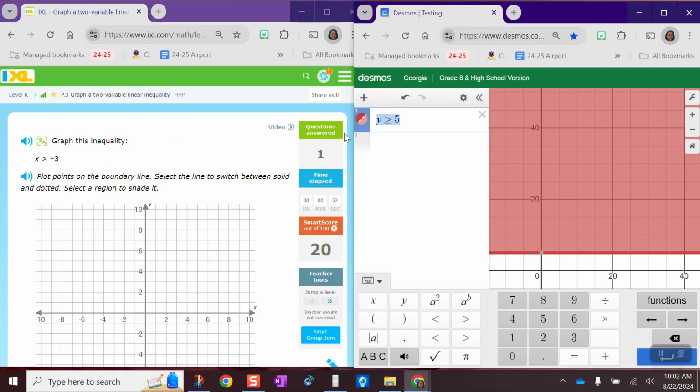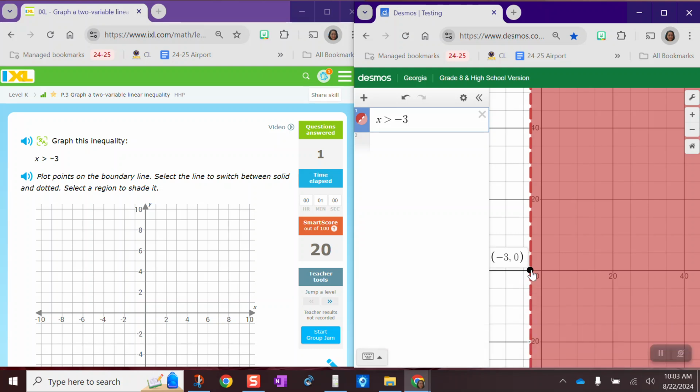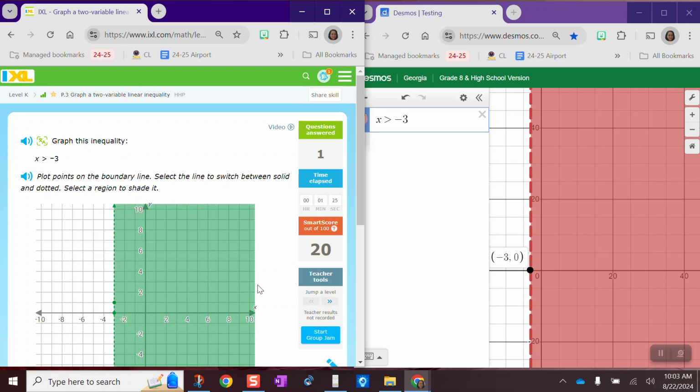So then you come here and you say x greater than -3. And so it's a vertical line that goes through -3, -1, -2, -3. And it's dashed. So you see those three little dashes on the line. I click and it makes it a dash line. I click again and I get a solid line. Click again, I get a dash line. Now, where am I shading? I'm going to be shading on this side.